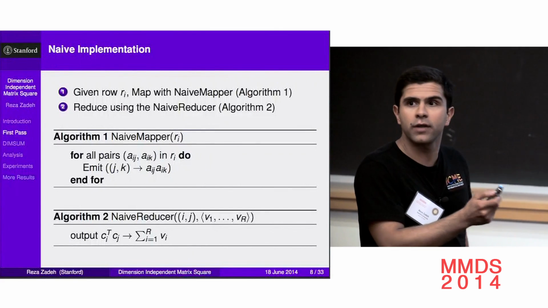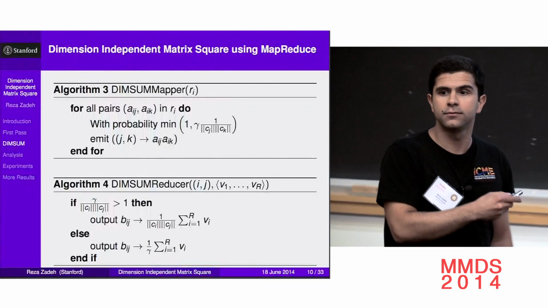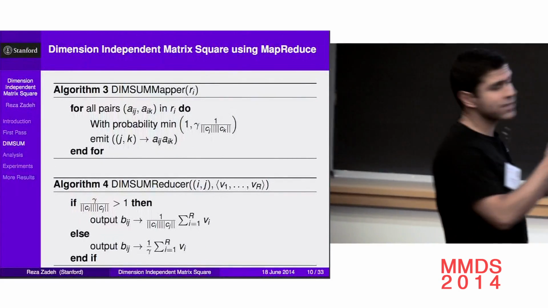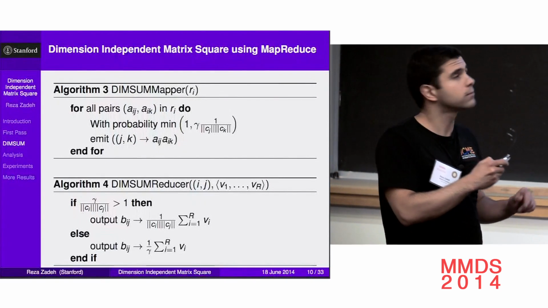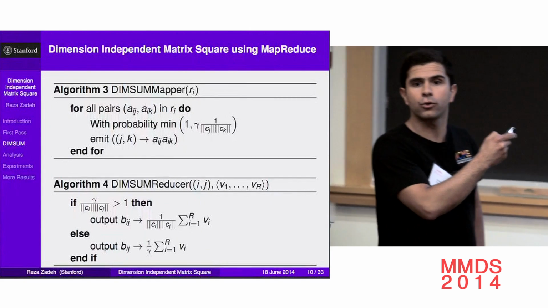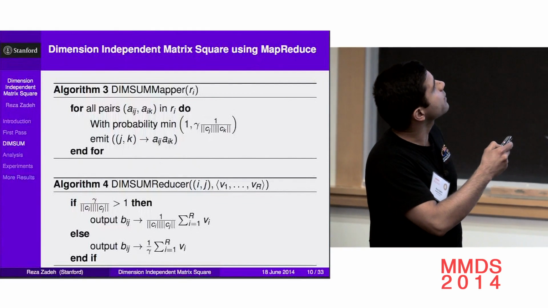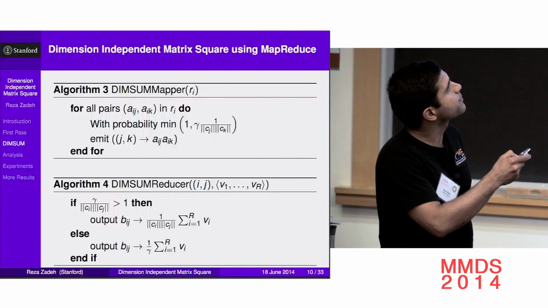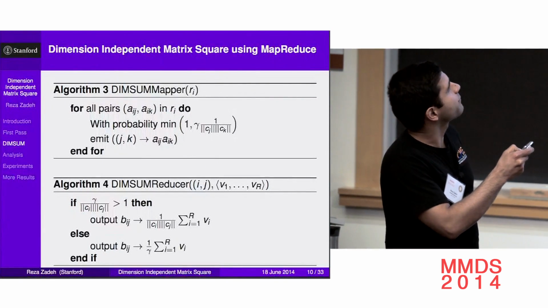And if you take one thing away from this talk, take away this slide. So we have the same setup. We have mappers and reducers. The mappers are getting rows, and again, we're going through all pairs of non-zeros in the rows. Now, instead of just emitting every time, we flip a coin with this probability.